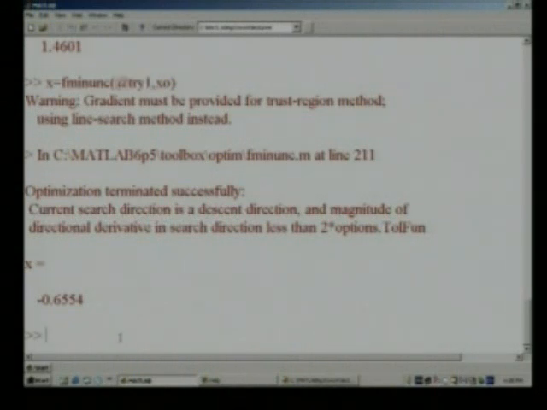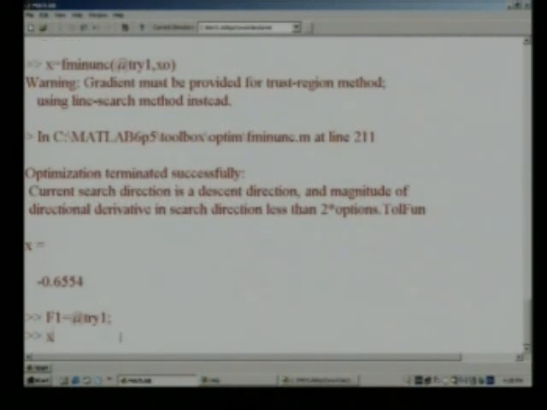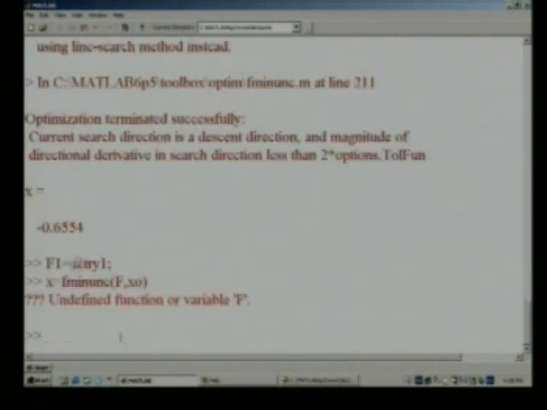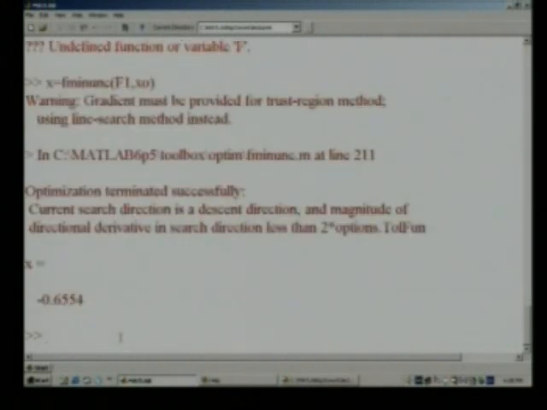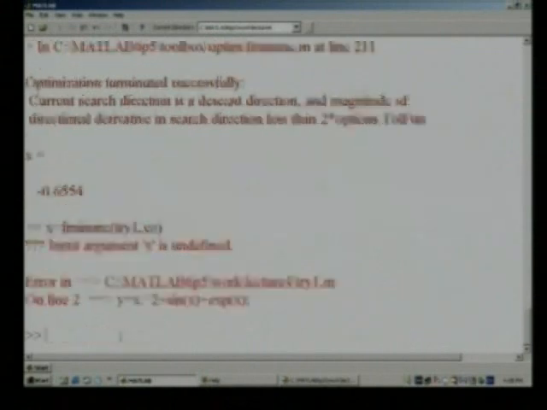I can also write like this: I can give f1 is equal to the handle of try1. Then I can use this in the optimization. Instead of try1, I will use f1. This will also work. But if you use just try1, it will not work, because try1 will be taken as text. Therefore, the moment it is a handle, the function will automatically evaluate it. Because fminunc is another function which needs to evaluate it inside, it needs the handle of the function.